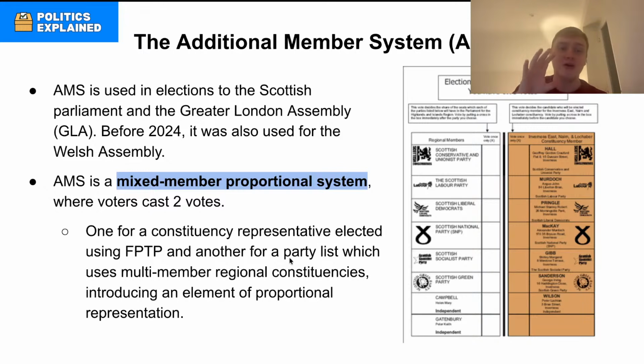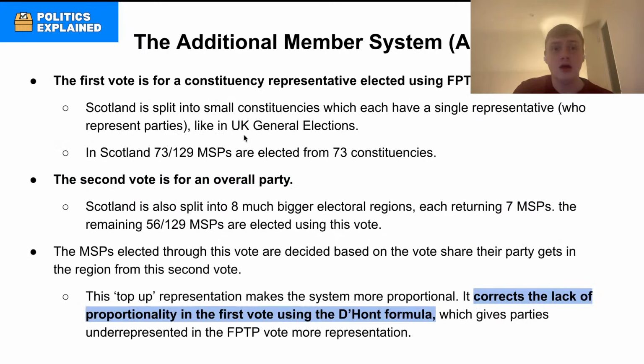Crucially, it's where voters cast two votes. So as we can see on the ballot paper here, you have one vote where you vote for the constituency member in exactly the same way as you do under first past the post, but then you get an additional vote, and that's just for a party. So here you can see it's for a member, and these represent parties, but here your second vote is just for a party. You don't know which member you're voting for, effectively. So the first vote is for that constituency representative.